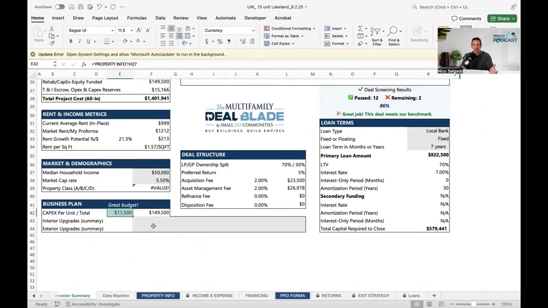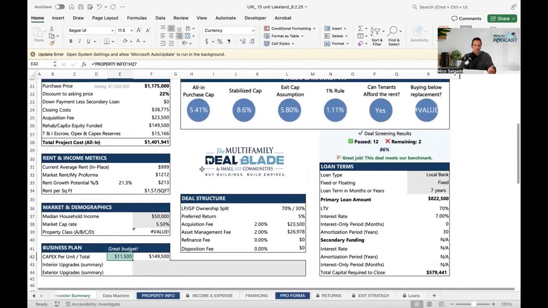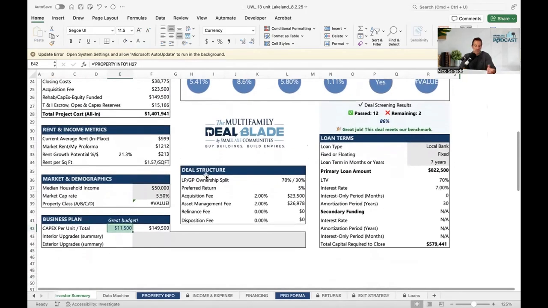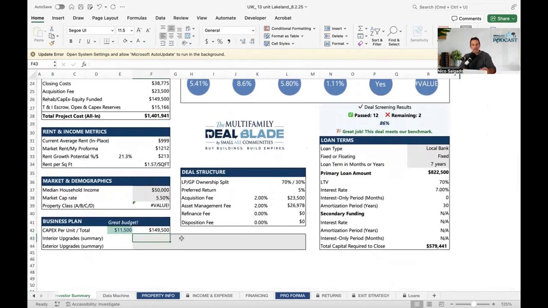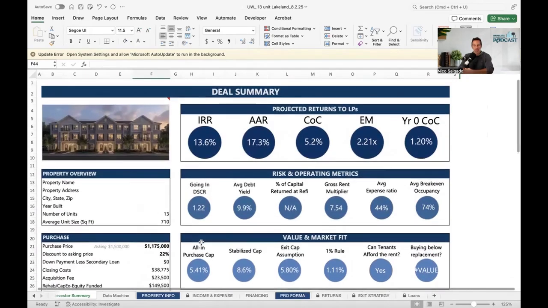If you're holding a property for 5 years, you need to have money to do turns 3 years from now. Okay, so just keep that in mind. And it's oftentimes not a possibility to use the cash flow from the property for capex. Sometimes you can, sometimes you can't. Here you can input some interior upgrades and exterior upgrades summary. And that's it, guys.